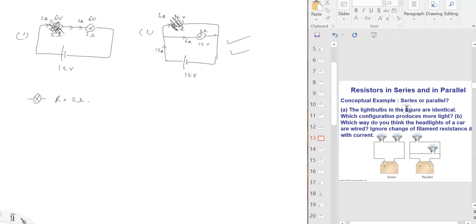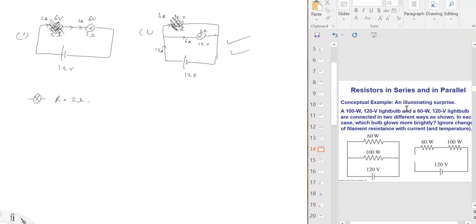Okay, let's move on. Here we have a problem with numbers. A 100 watt 120 volt light bulb and a 60 watt 120 volt light bulb are connected in two different ways as shown. In each case, which bulb glows more brightly? Okay.